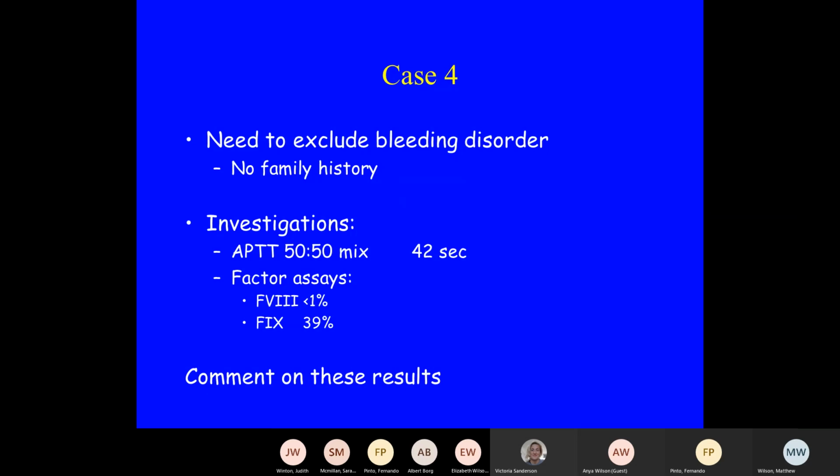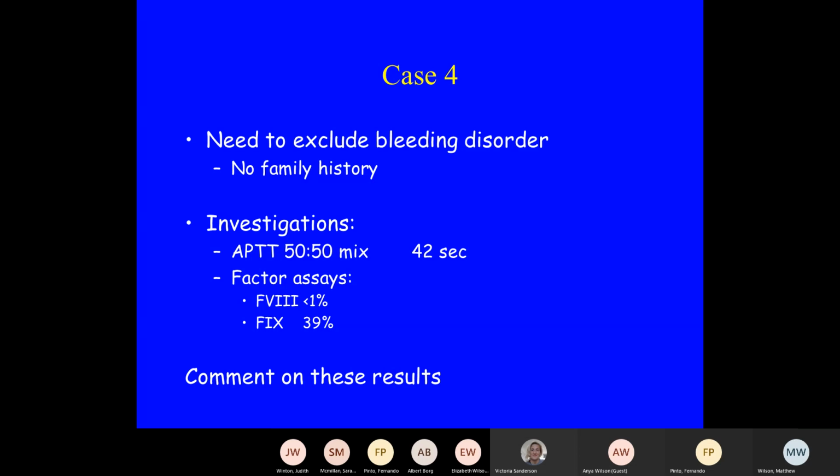So we've got a baby with a big bruise on the hand, so you need to exclude any family history of bleeding, and you can carry on with investigations. I mean, we saw that doing a 50-50 could help with trying to differentiate between coagulation factor deficiency or a lupus. I mean, you wouldn't expect really a lupus in a baby like this, but you do the APTT 50-50 mix and it corrects to 42 seconds.